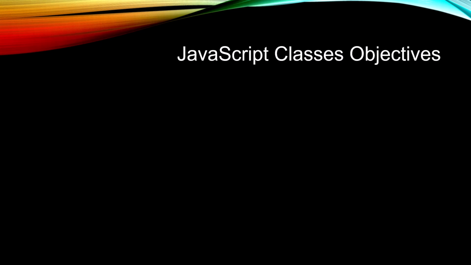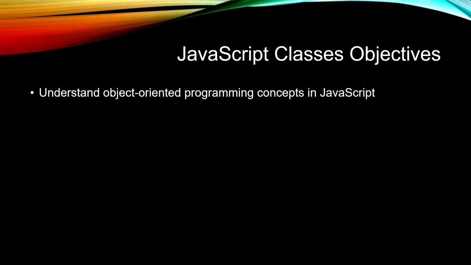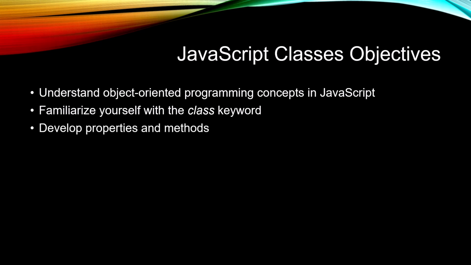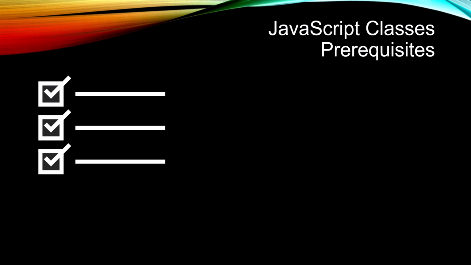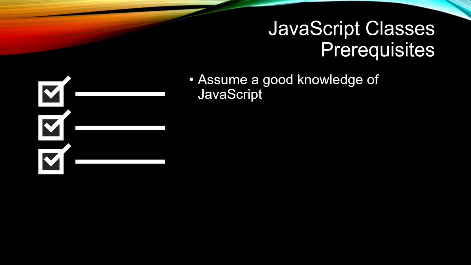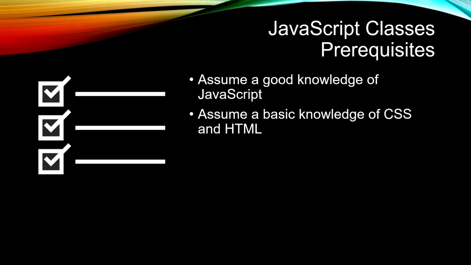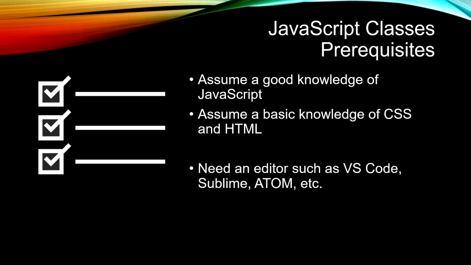The objectives for this particular class are to understand object-oriented programming concepts as they apply to JavaScript, to familiarize yourself with the class keyword, develop properties and methods in your classes, implement inheritance, and work with static properties and methods. For this course, I'm going to assume you have a good knowledge of JavaScript and hopefully a good basic knowledge of CSS and HTML as well. You are going to need an editor such as VS Code, Sublime, Atom, or something else.